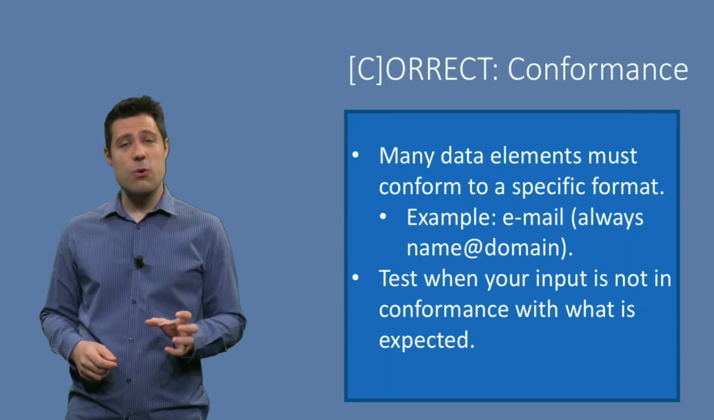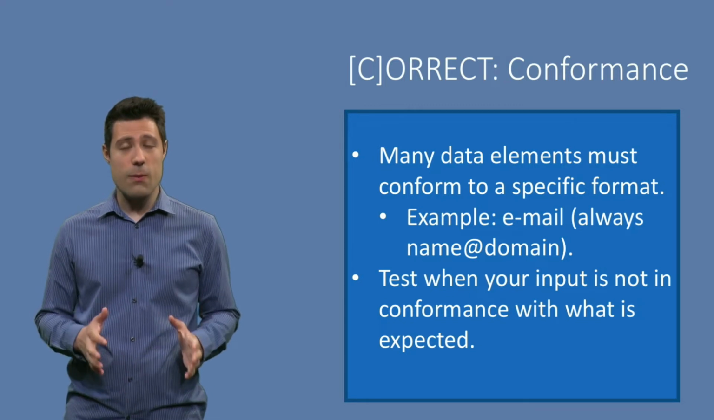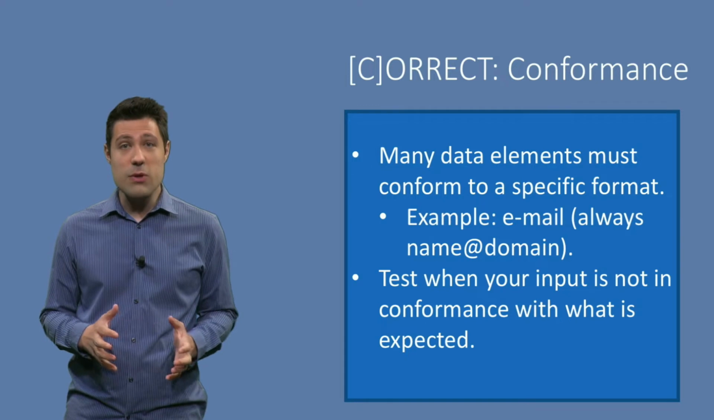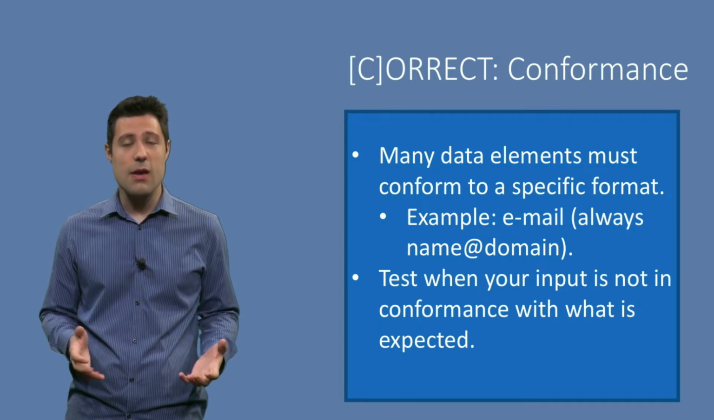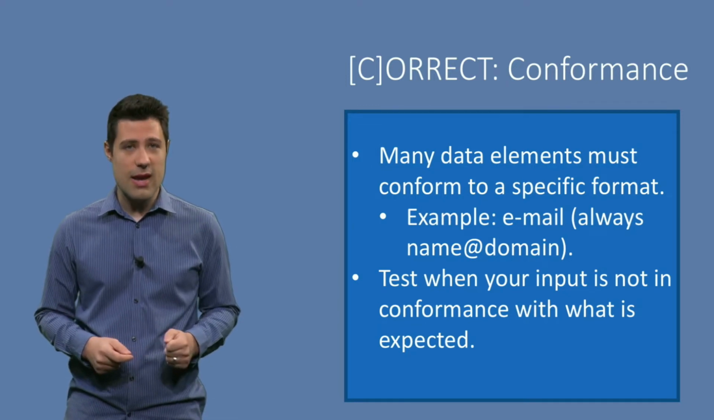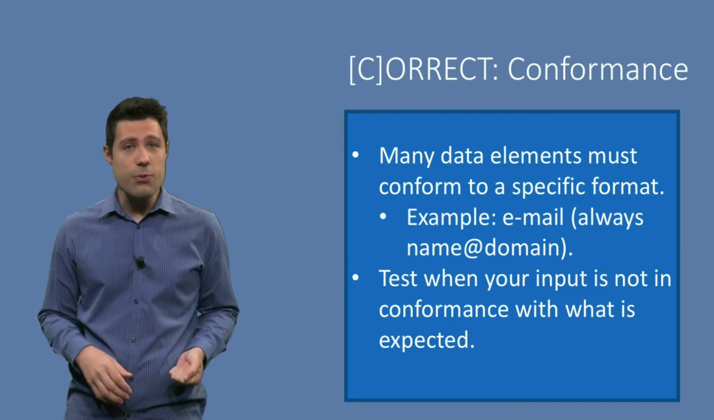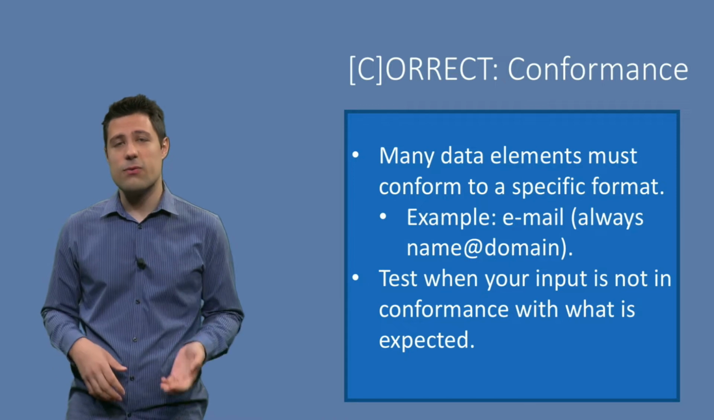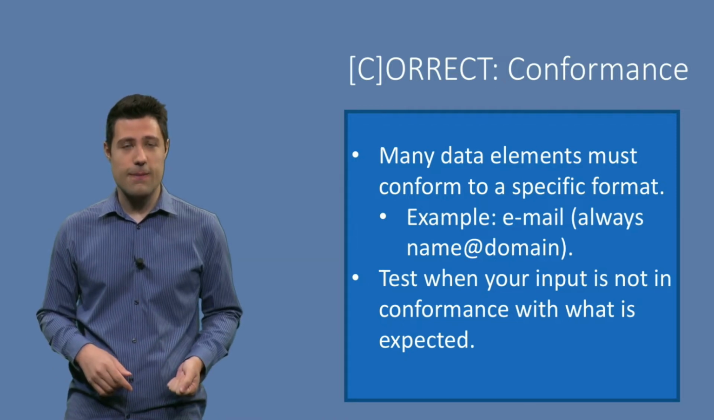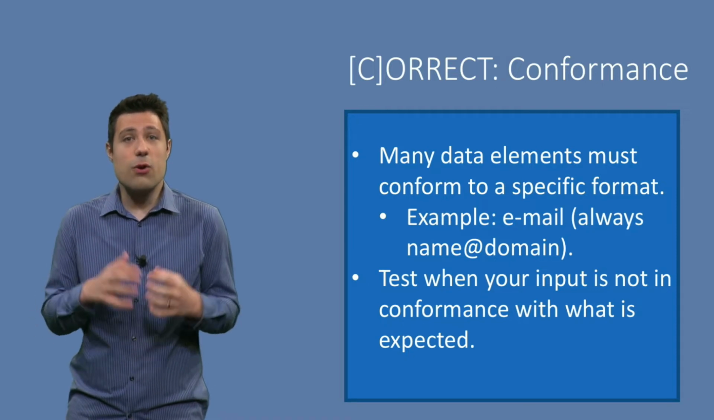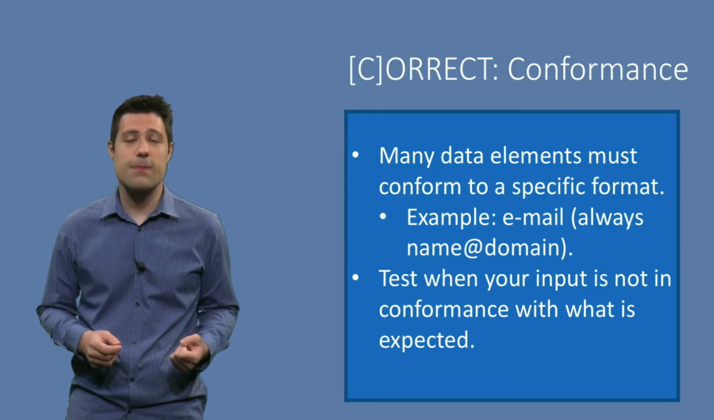So the first C from CORRECT stands for conformance. This is about some data element that we receive as an input and that must conform to a specific format. For example, an email always has a name, and then a domain. What happens to a program if you don't provide an email that is valid? For example, an email without a domain. So make sure that you're testing when your inputs are not in conformance with what is expected.